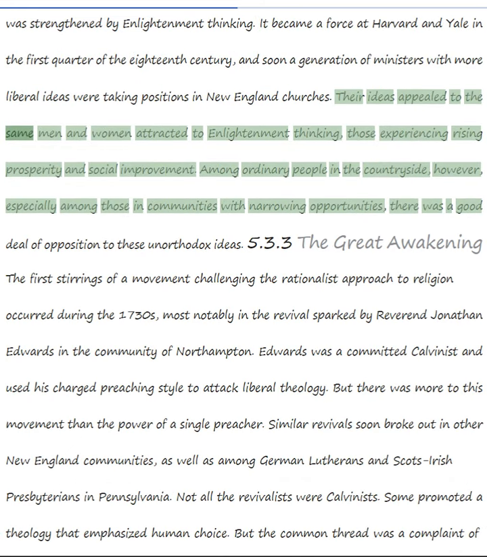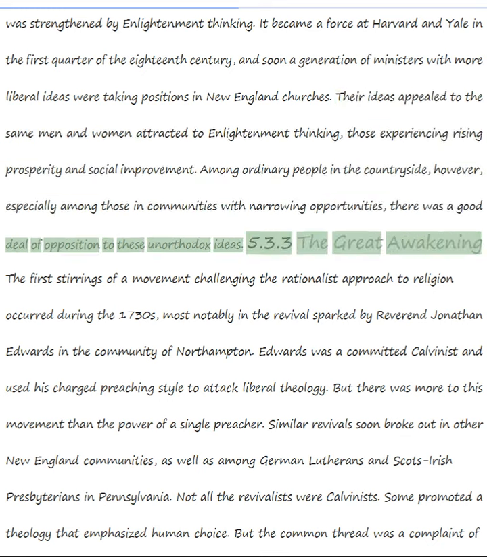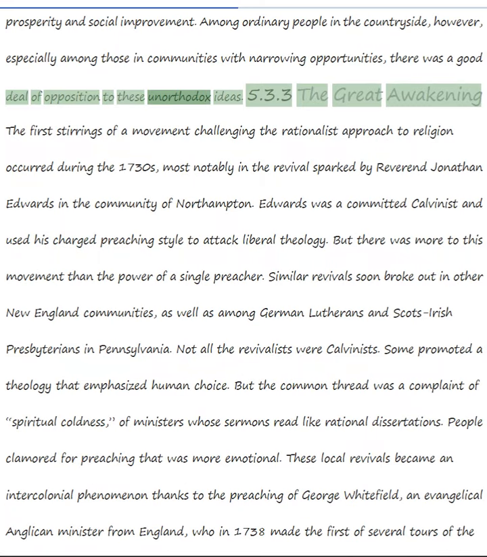Their ideas appealed to the same men and women attracted to Enlightenment thinking, those experiencing rising prosperity and social improvement. Among ordinary people in the countryside, however, especially among those in communities with narrowing opportunities, there was a good deal of opposition to these unorthodox ideas.